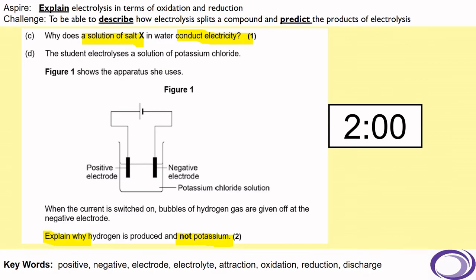Why does a solution of salt X conduct electricity? And then the student electrolyzes the solution of potassium chloride, and they want you to explain why hydrogen is produced and not potassium.